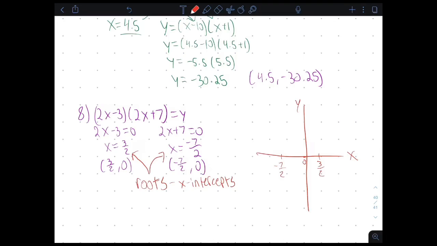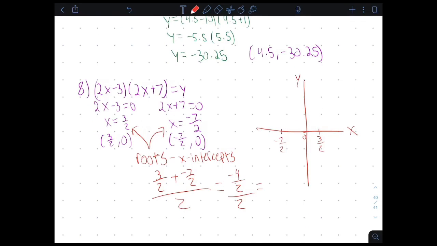And now we need to find out what's in between those two. What is halfway between the left root and the right root? Let's do that the same way. Add them together, divide by 2. 3 halves plus negative 7 halves divided by 2 equals negative 4 halves divided by 2 equals negative 4 over 2. Well, how about we just reduce that? 4 divided by 2 is 2, and we're dividing that answer by 2, so we have negative 1.